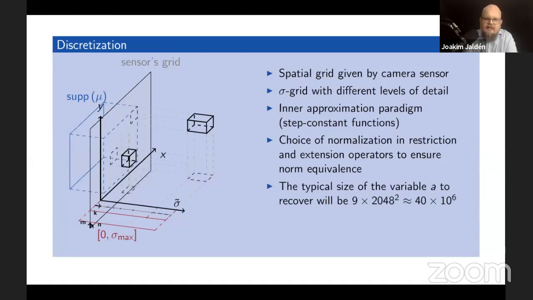And typical sizes of these problems. So if you have sliced the sigma dimension in 9 slices, which we did in a lot of the experiments, and you had a camera sensor, which is 2048 by 2048 pixels, which corresponds to a camera that was actually used, you have somewhere around 40 million variables to optimize over in one of these experiments. And you can consider different kernel approximations in the discrete kernels in order to make it slightly more efficient for computational reasons. I'll come back to that in a little bit.